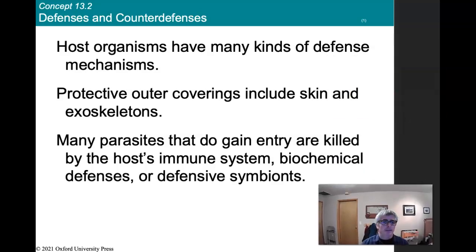Okay, for defenses and counter defenses, for ectoparasites, you can think of anything on the outside helping to prevent ectoparasites from glomming on. Protective coatings, skin, exoskeletons, etc. And endoparasites that do gain entry can be killed by the host's immune system or by biochemical defenses or other defensive symbionts. So we'll look at a few examples of that.